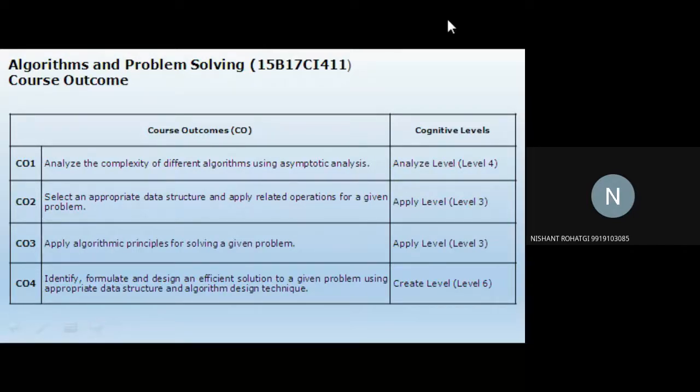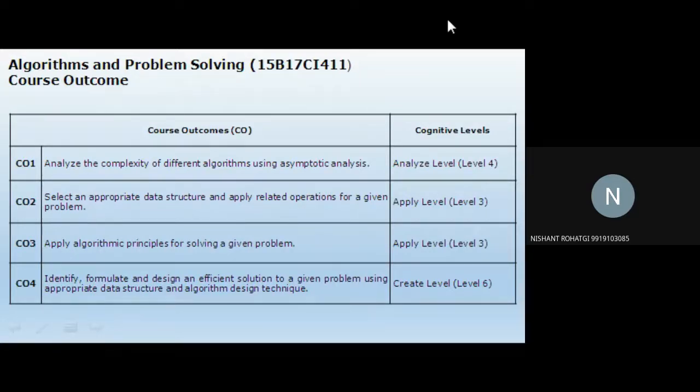These are the cognitive levels that reflect what kind of ability we are expecting. Analyze means you should have the ability to do this kind of analysis. The second CO says: select an appropriate data structure and apply related operations for a given problem. That means we can give you certain scenarios or case studies, and ask you to think over the kind of data structure that will be suitable for this kind of problem, and then apply the various operations for solving that problem. You should have the ability to think over what data structure is suitable for that problem.